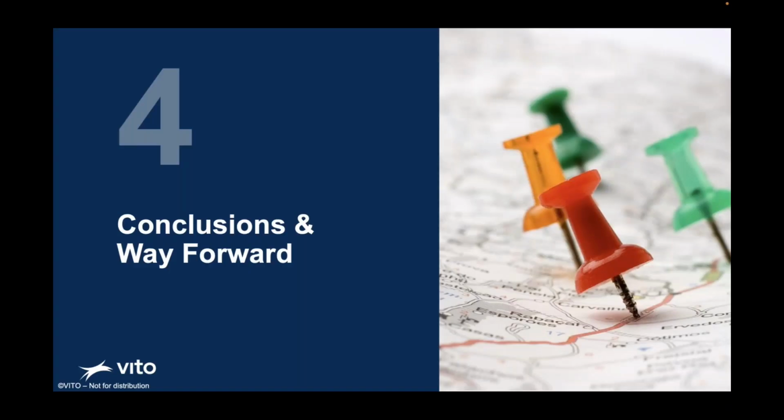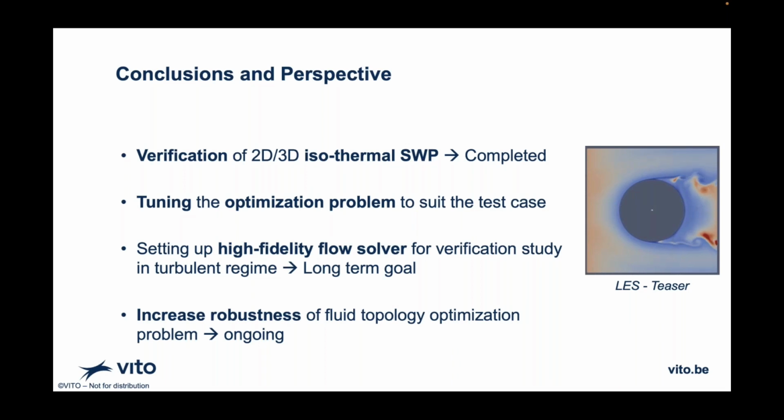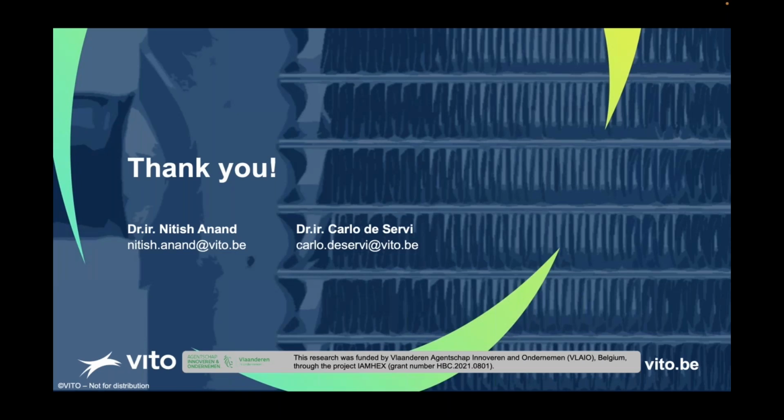So, conclusions and way forward. The 2D and 3D verification of the isothermal boundary condition for the streamwise periodic flow was done. What we would like to do is fine tune the optimization framework further so that we can obtain more consistent results in the future. Also to have a verification with a high fidelity solver, but that has now been pushed back as more of a long-term goal. And then further, we try to increase the robustness of the topology optimization code and perhaps also open up a draft PR on that. Thank you. If there's any question.